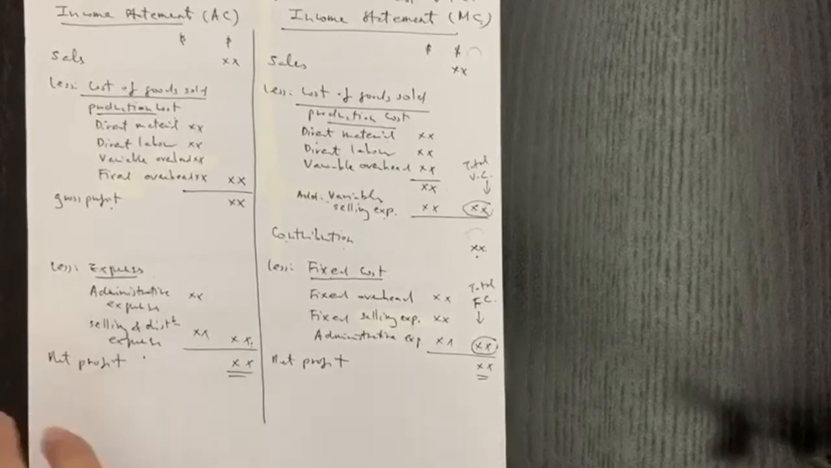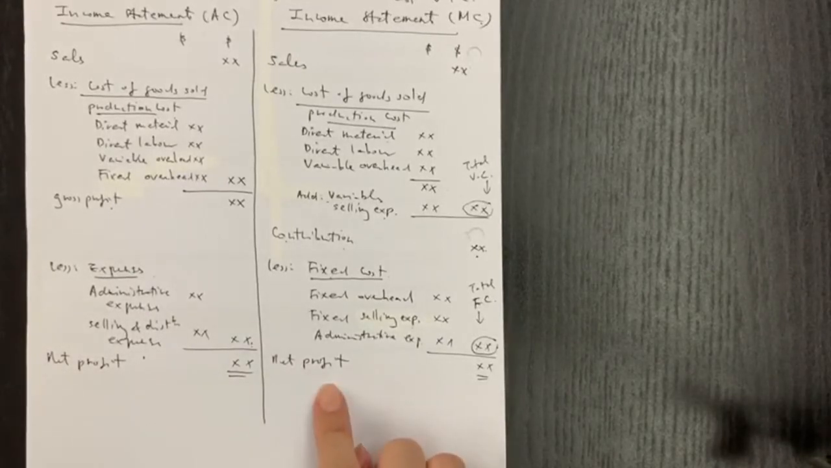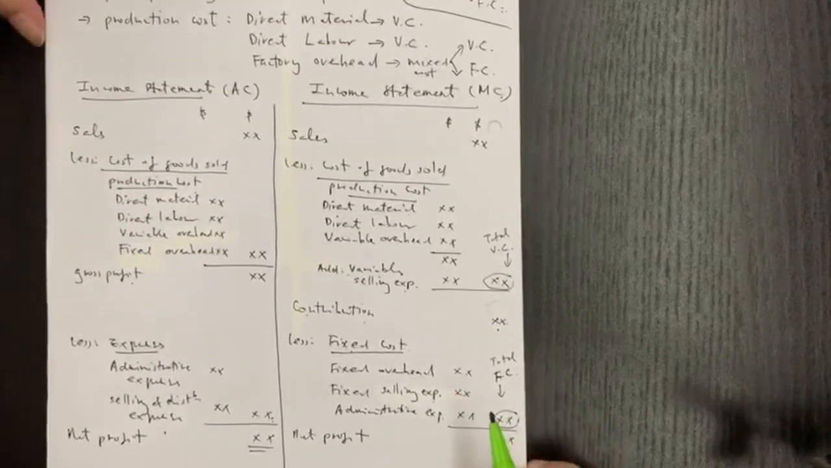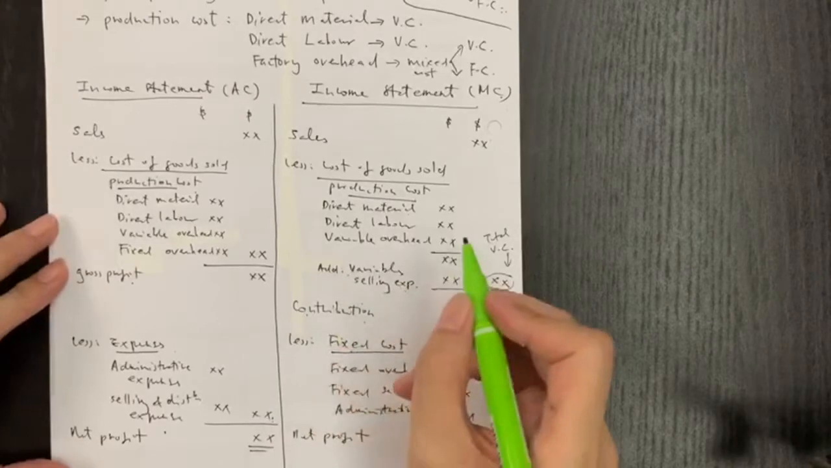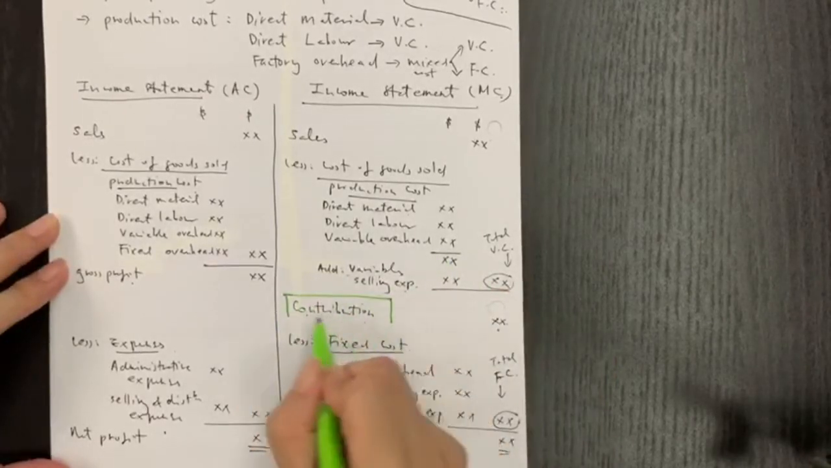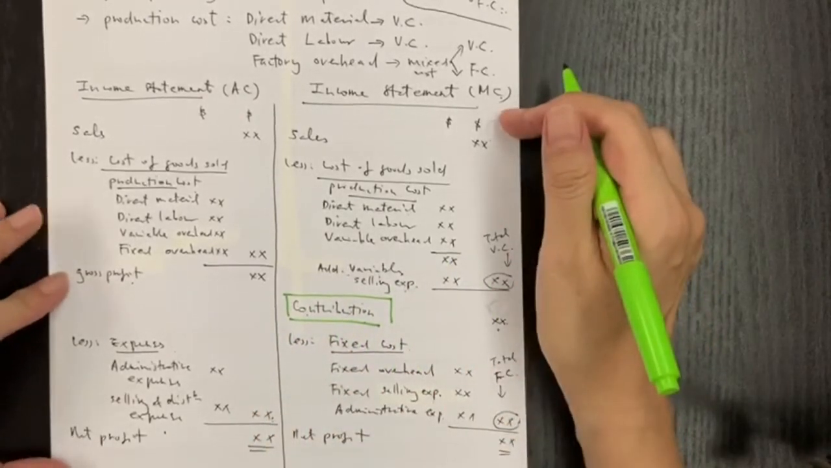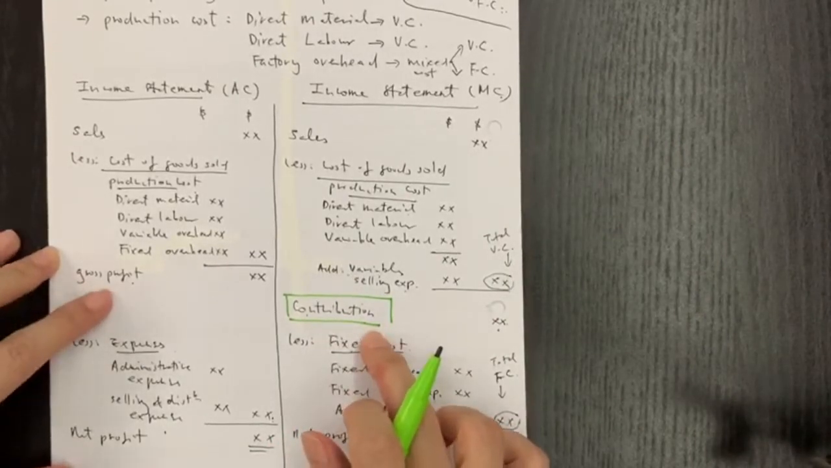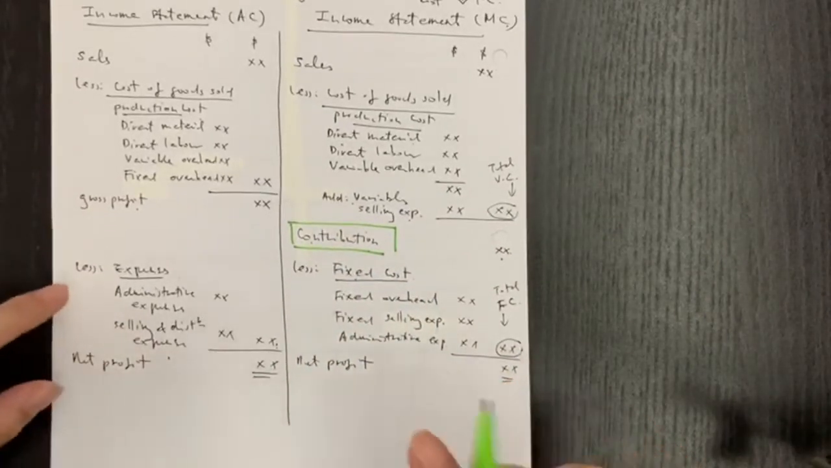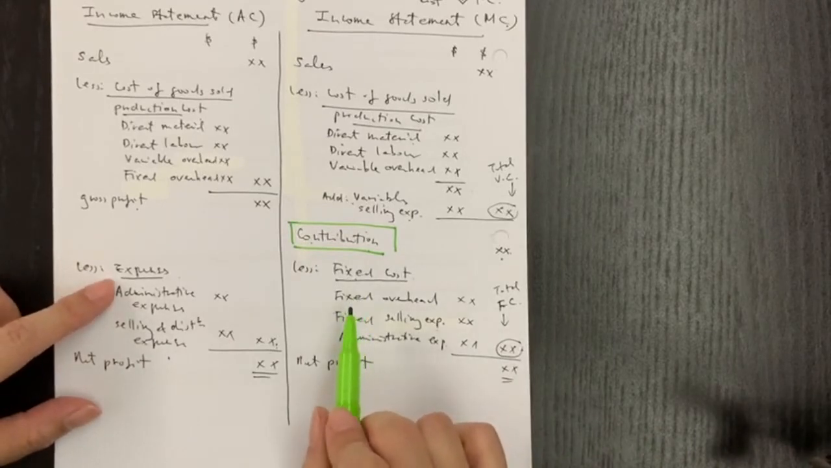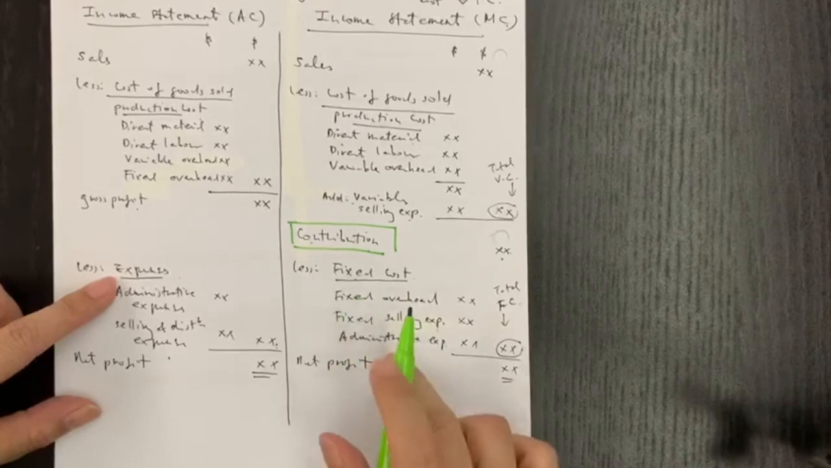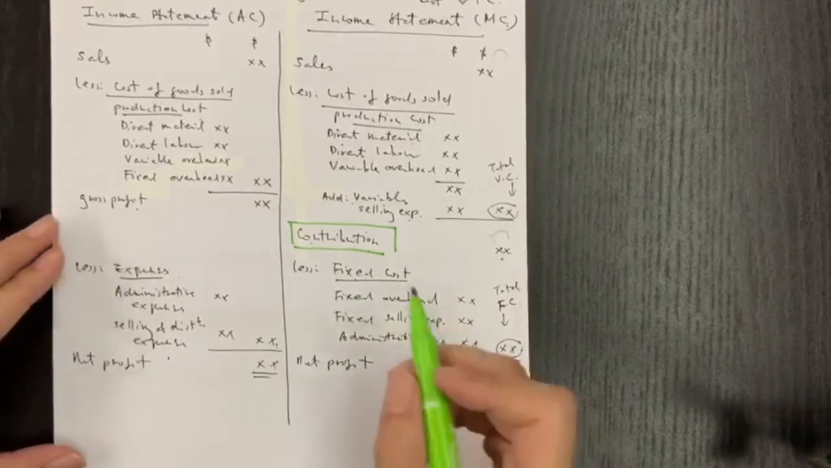So that is under the marginal costing system. All right, so therefore let's look at the difference again. We don't call it gross profit under marginal costing, however contribution replaces gross profit. And then for the expenses here, we change it to fixed costs under marginal costing.